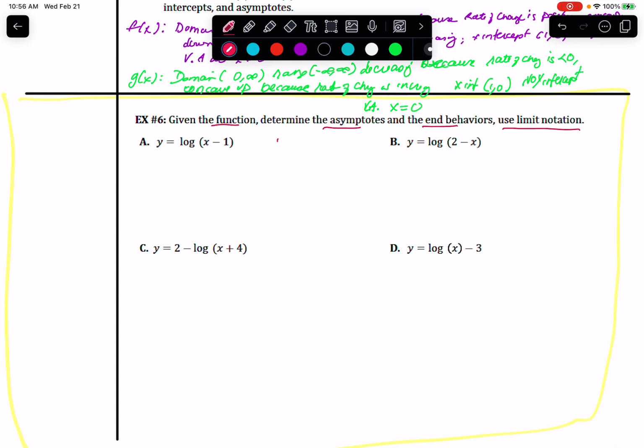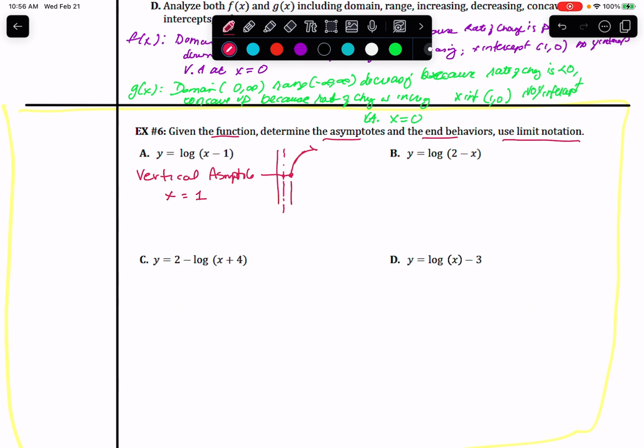For the first one, I have a graph of log x, and then it's translated right 1. So if it was usually at (1, 0), now it's at (2, 0), going in the same direction. My vertical asymptote would have been moved to 1. So we're going to write that the vertical asymptote is x equals 1. All right?